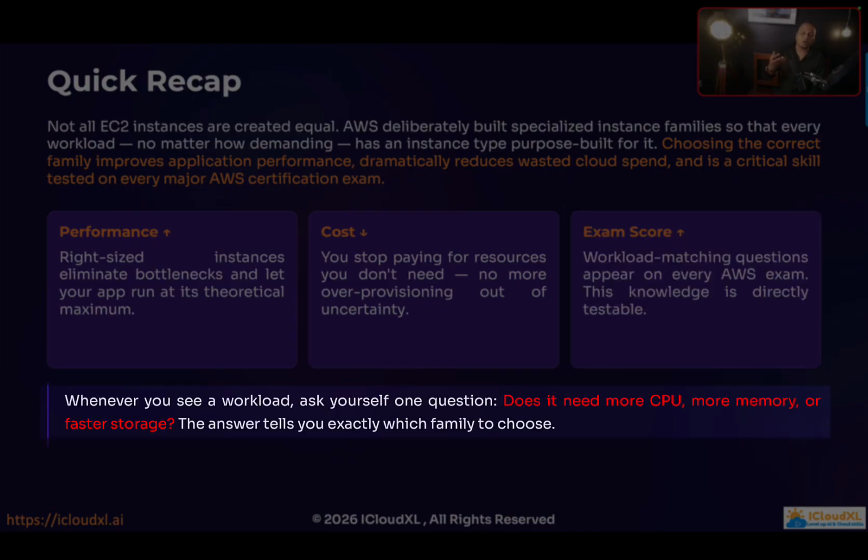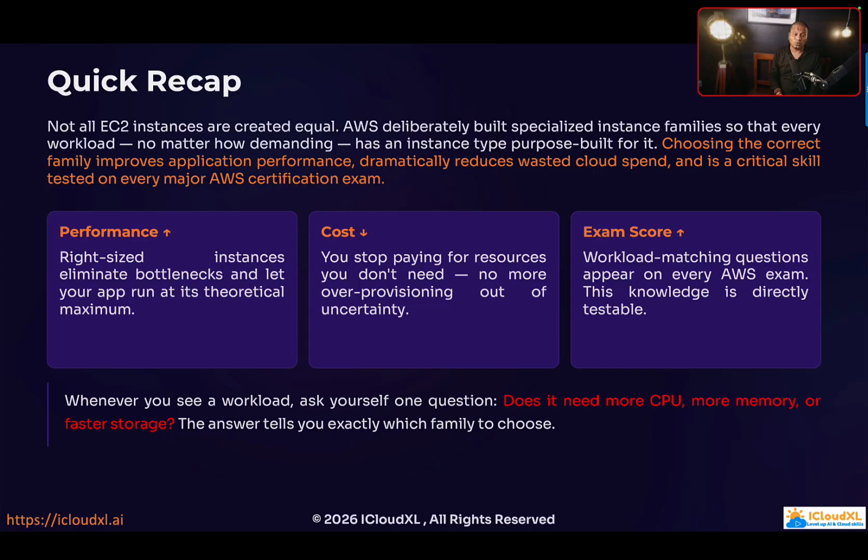Whenever you see a workload, ask yourself one question: does it need more CPU, more memory, or faster storage? You ask these 3 questions. Most students or professionals don't ask. So if you ask, it automatically comes to your mind what kind of EC2 instance family you should go for.